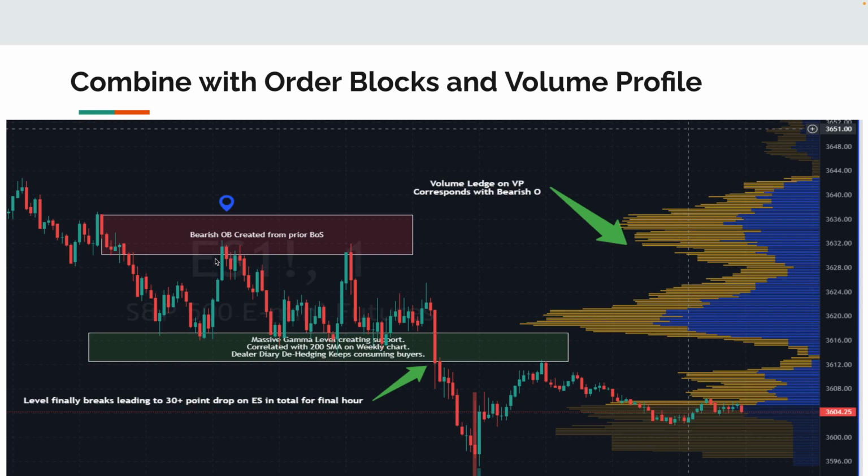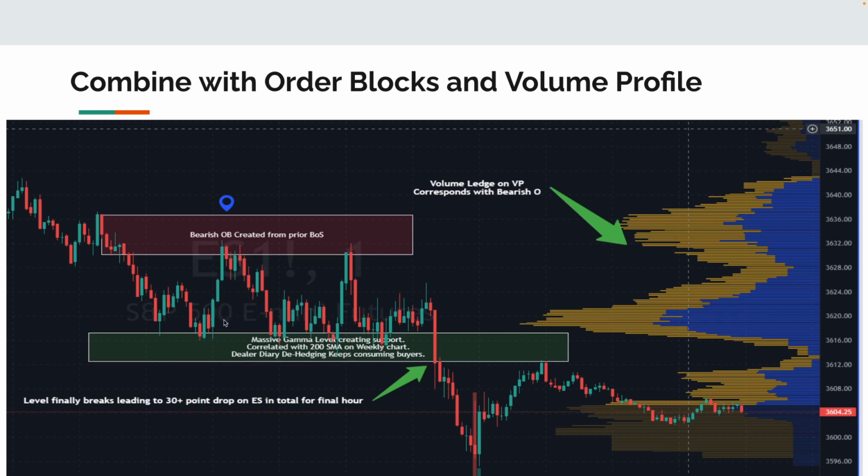Now 3 p.m. hit, and we don't just instantly want to sell, because when 3 p.m. hit we actually had this big run up at first, and you might be thinking, oh my gosh, dealer diary failed me, I'm going to lose a bunch of money. Well, that's why it's very important to time our entries. We want to try to time it off of a volume ledge or an order block. And then sure enough, I think this was 3:06 p.m., somewhere around there, those algorithms start kicking in and start doing some de-hedging.